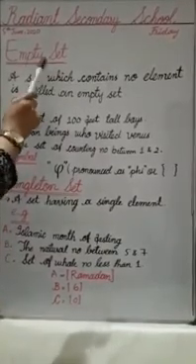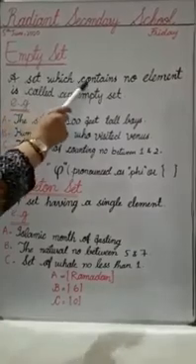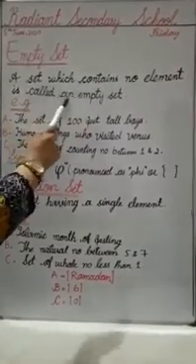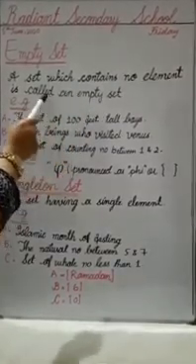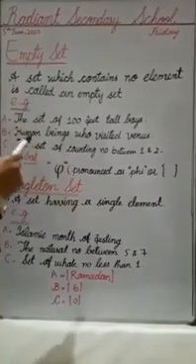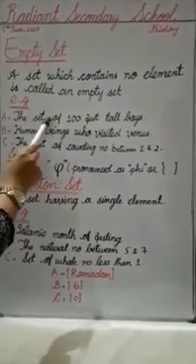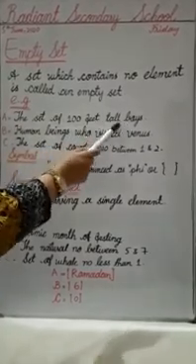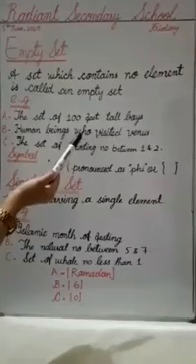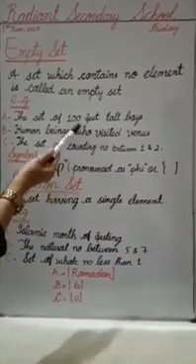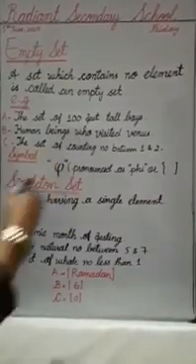Empty set. What does empty set mean? A set which contains no element is called an empty set. We'll understand the concept by considering a few examples. As you can see in the first example, the set of 100 feet tall boys. Obviously, we all know that there is no person whose height is 100 feet. It means it is an empty set.